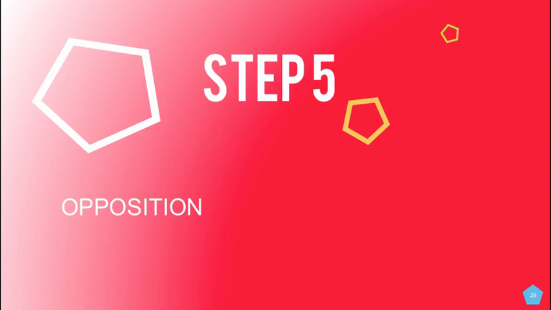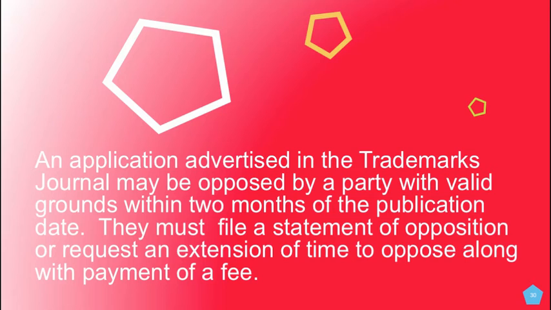Step 5. Opposition. An application advertised in the Trademark Journal may be opposed by a party with valid grounds within 2 months of the publication date. They must file a statement of opposition or request an extension of time to oppose along with payment of a fee.